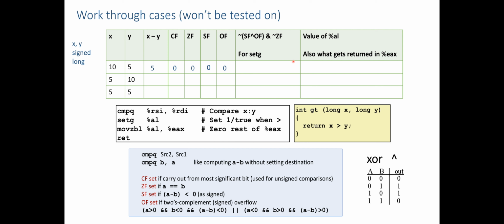So now we're going to evaluate all of these flags, none of which in this particular case got set by doing 10 minus 5, right? So now that then looks like this for set G. This is the expression that's going to get evaluated for set G.